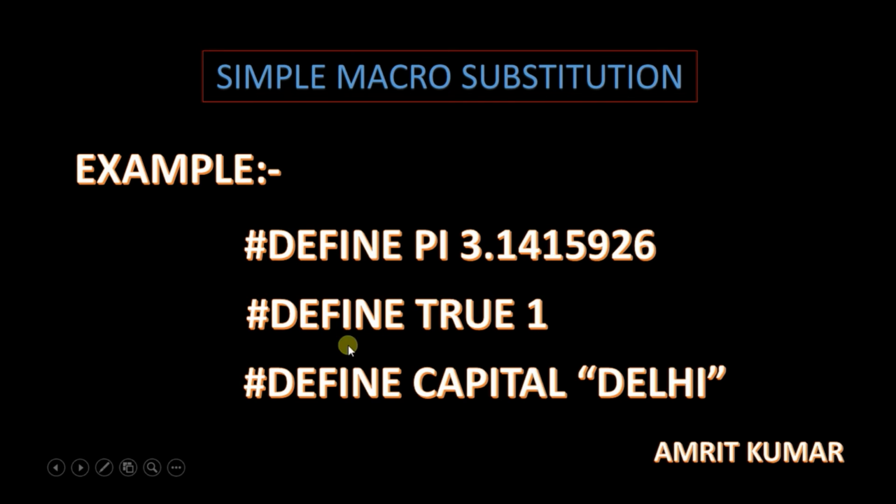Here is another example: #define TRUE, and here the string is 1. So actually if we write TRUE in our program, it means 1. This is also a simple macro substitution. And if you write #define CAPITAL and use the string Delhi, then if you write CAPITAL in your C program, it means Delhi. So this is how you can define anything through macros, and it is a simple macro substitution.